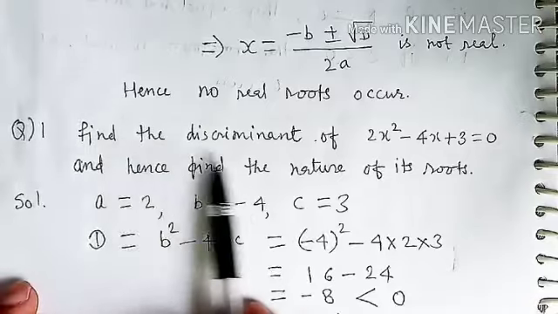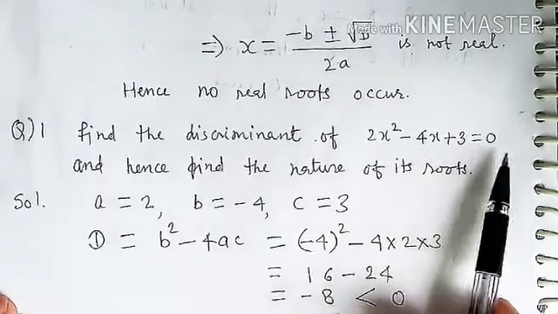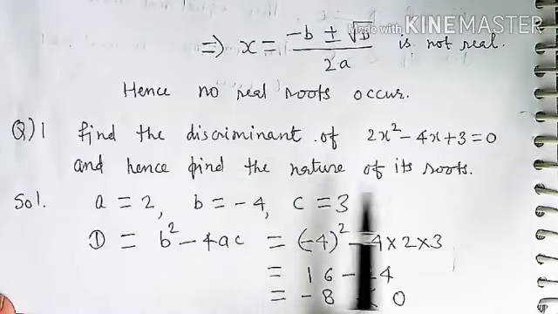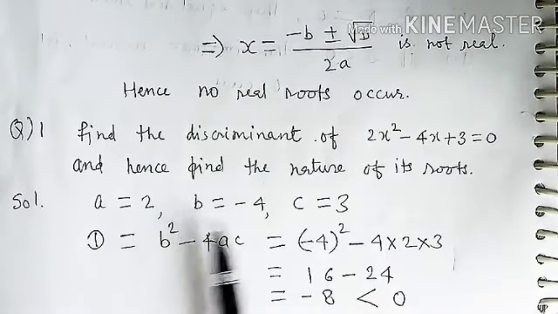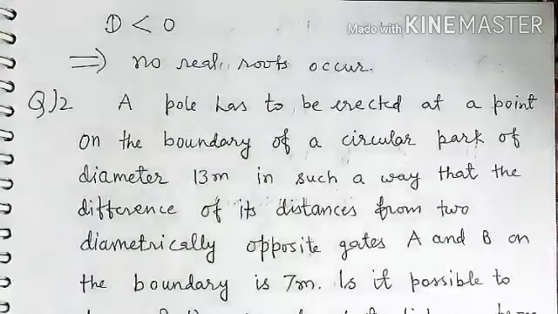Find the discriminant of 2x square minus 4x plus 3 is equal to 0, and hence find the nature of its roots. Here we write a, b and c, and then find b square minus 4ac. Here it is negative, then we can say that no real roots occur.